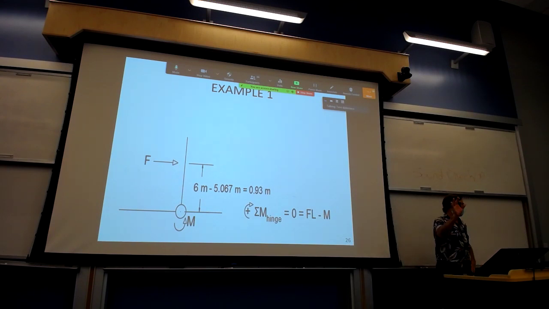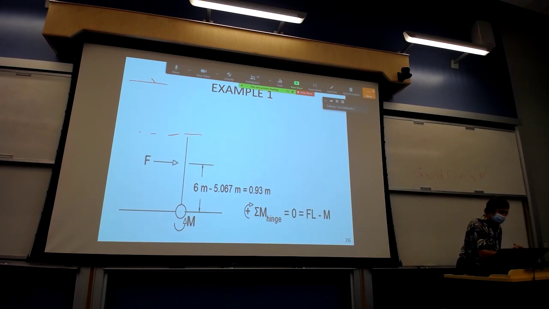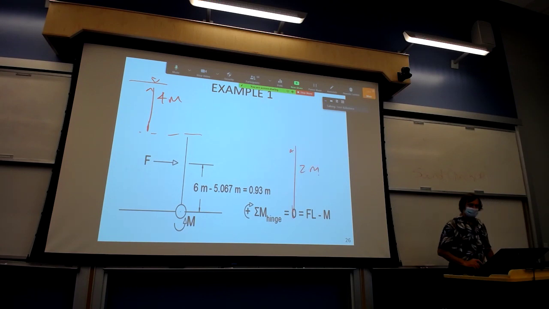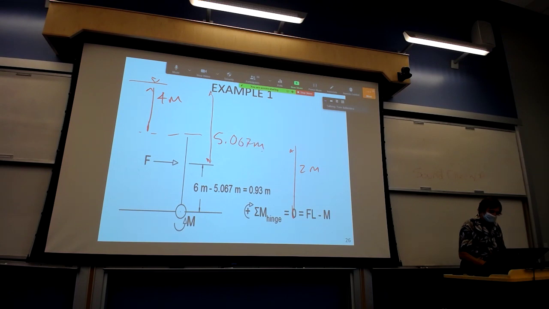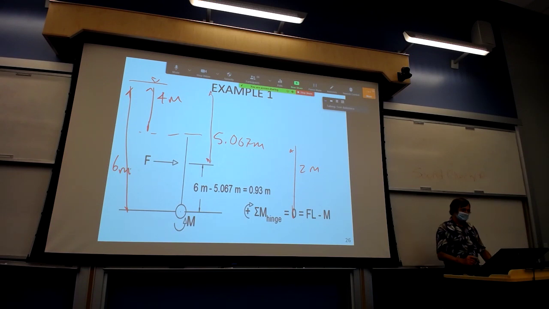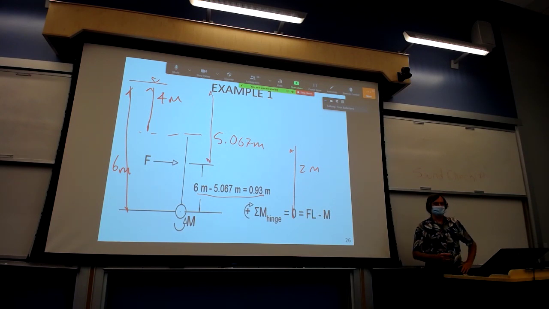So it's the same problem. We had 4 meters of depth of submergence above the top of the gate. The gate itself is 2 meters high, and the depth of submergence to the center of pressure was 5.067 meters. And so if the bottom of the gate is at 6 meters below the free surface, then this moment arm is the 6 meters minus the 5.067 meters, or 0.93 meters. That's L. So we just calculated L. Earlier we calculated F. So now we just calculate the moment.